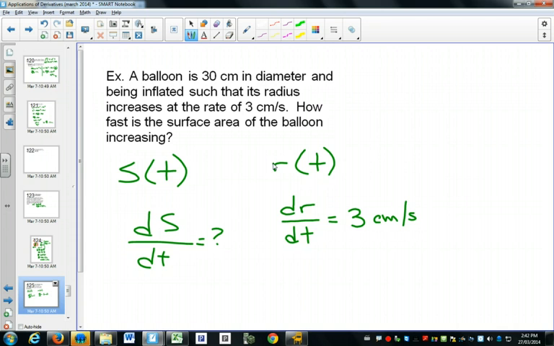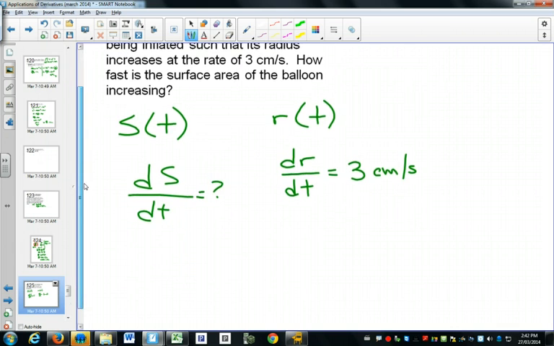So what you have to know is how is surface area related to the radius? Does anyone know the surface area of a sphere? Of a sphere, like a golf ball. 4 r squared. Close. 4 pi r squared.